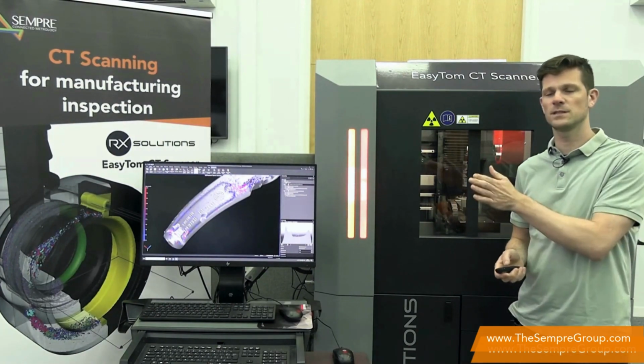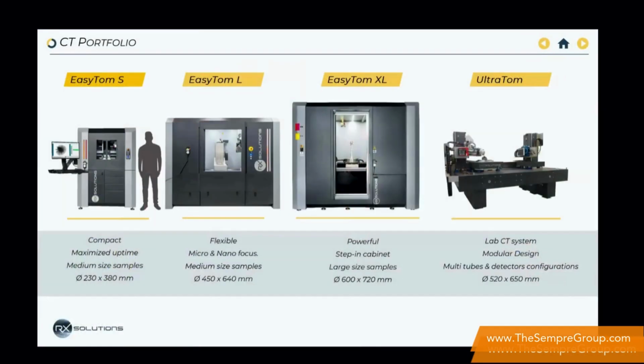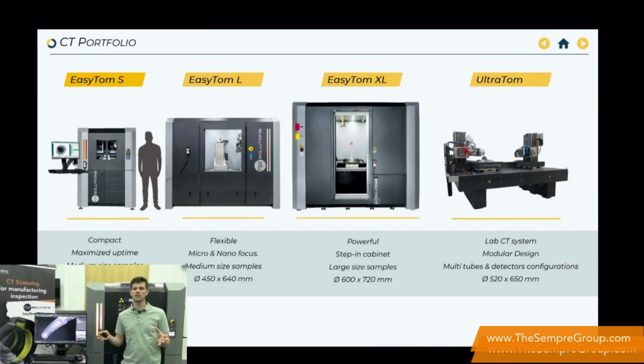Then we have the fourth system, which is on the list, which is the UltraTom, which is actually a system that needs to go inside of a bunker. So in that case, we will construct a separate room inside of a building, which is providing the protection for the operator, and we put this system inside of it.